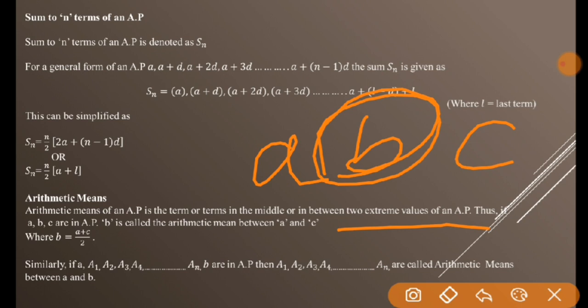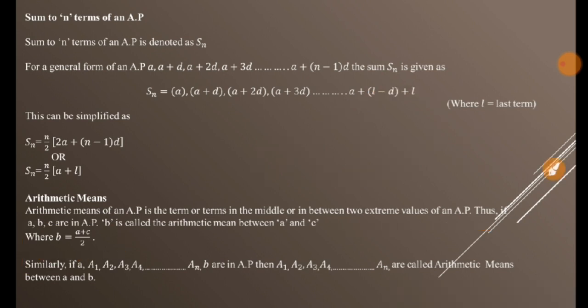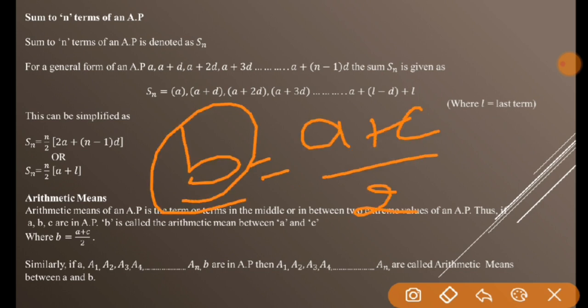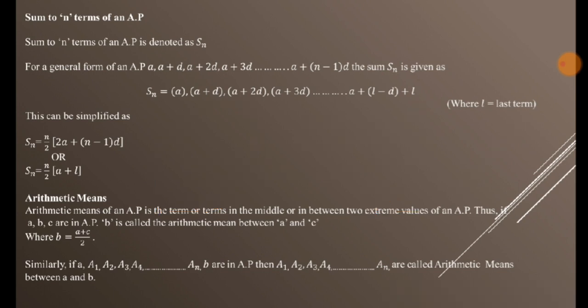We are using a formula to find out the arithmetic mean also, where the formula is B is equal to A plus C by 2. Why? Because B is the middle term in between A and C. That's why B is equal to A plus C by 2. So this is how you can solve the sums based on arithmetic mean using this formula. Okay, we'll move on.